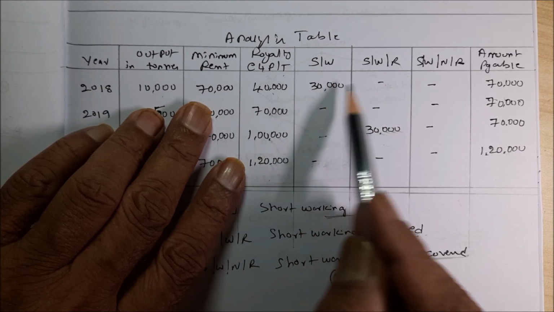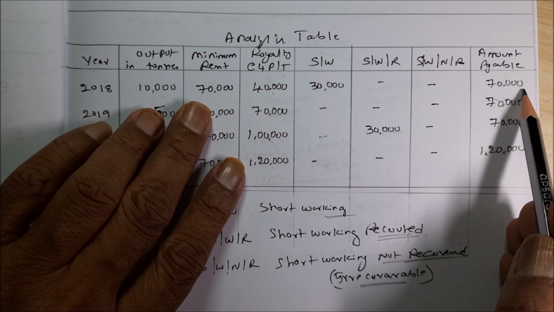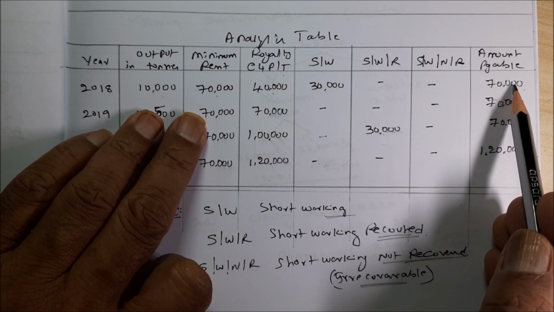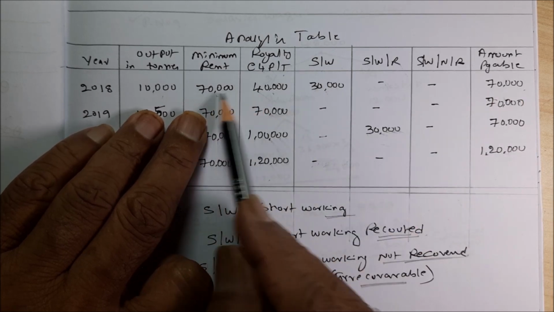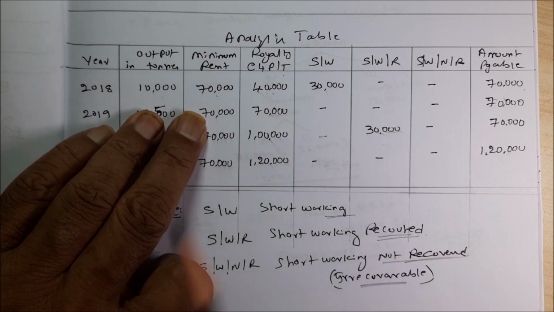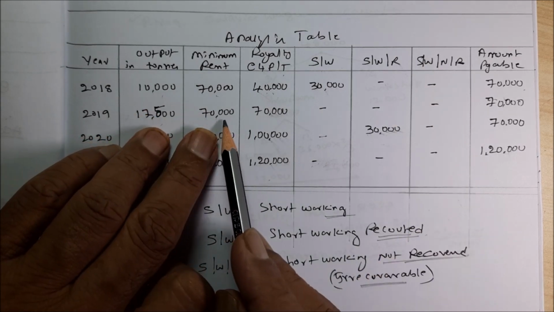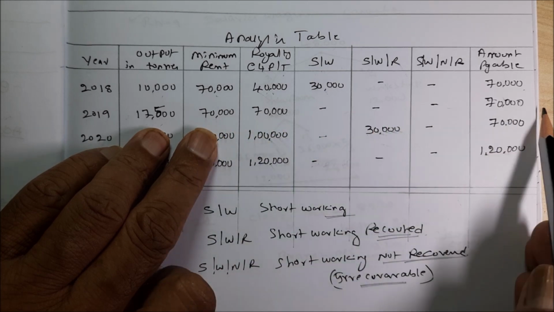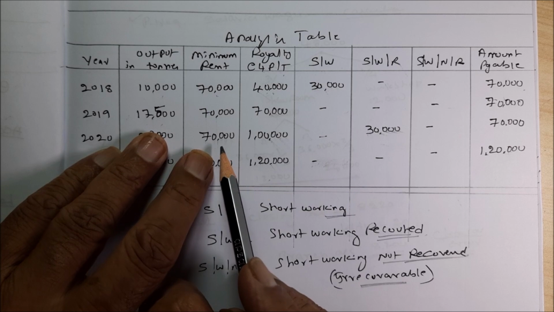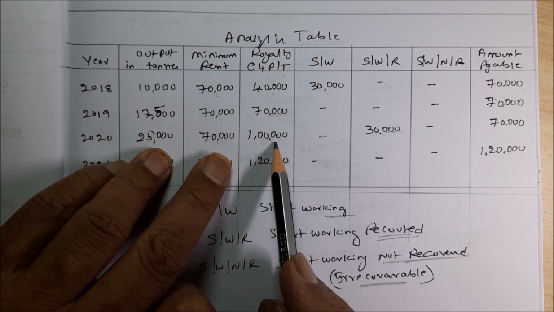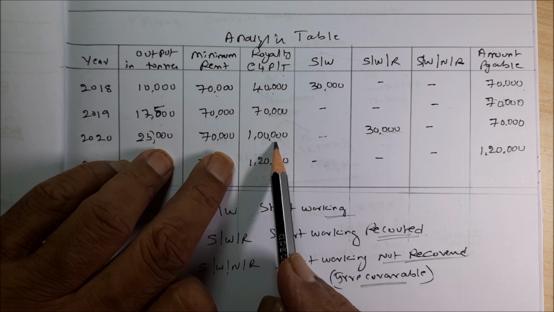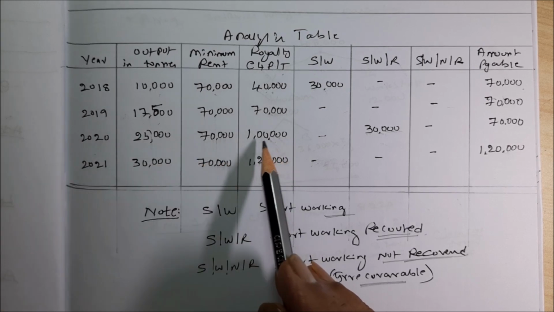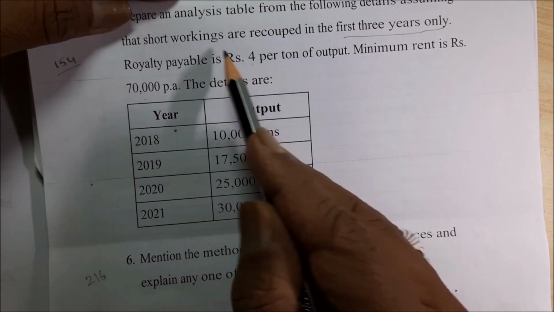It is called short working, but how much do you have to pay to the landlord? 70,000 minimum rent. If it had been 80,000, we would have paid 80,000. But here 70,000 is more than 40,000. Royalty earned is only 40,000. Next year, 70,000 and 70,000. That means both minimum rent and royalty are one and the same, so it is finished. Next, 70,000 is minimum rent whereas royalty earned is 1 lakh. That means you have excess royalty of 30,000.